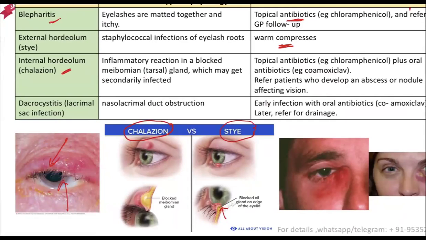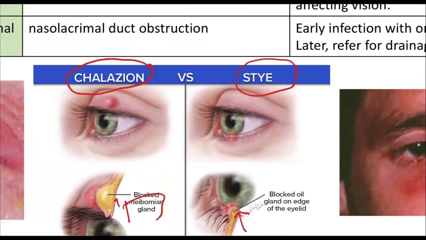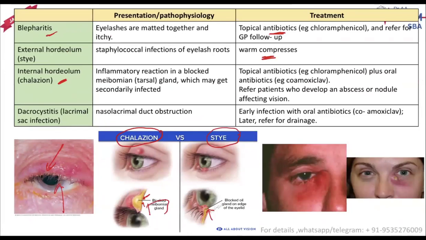Here, what happens in internal hordeolum? Internal, it is inside the eyelid. There is a gland known as the meibomian gland. This gland might get obstructed, resulting in infection. If that has occurred, then topical antibiotics need to be prescribed, and if an abscess or a nodule is there which is affecting the vision, then you need to refer to the ophthalmologist.